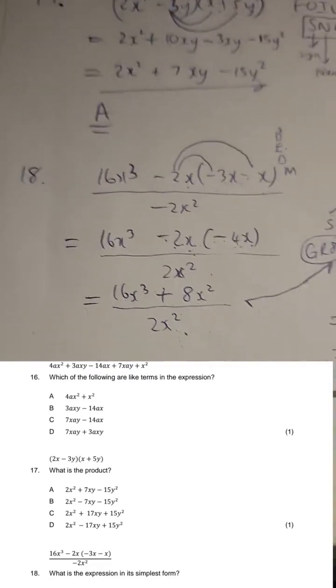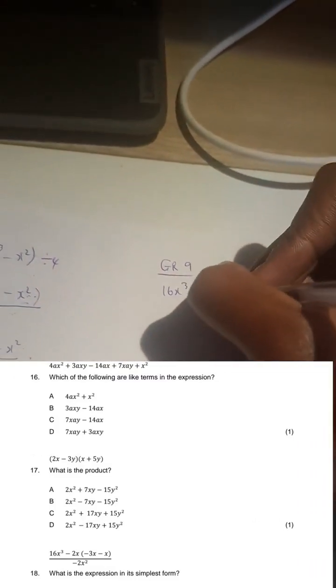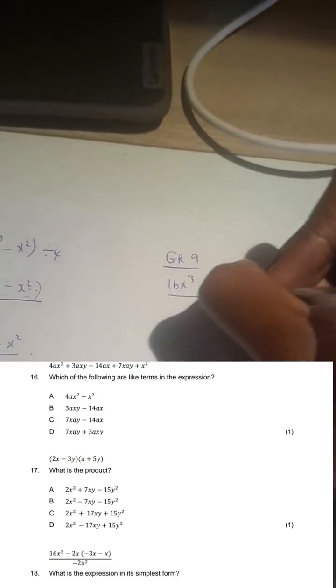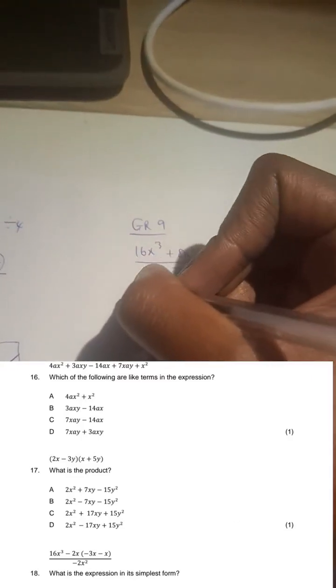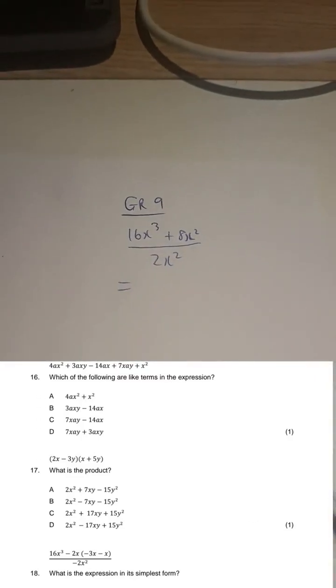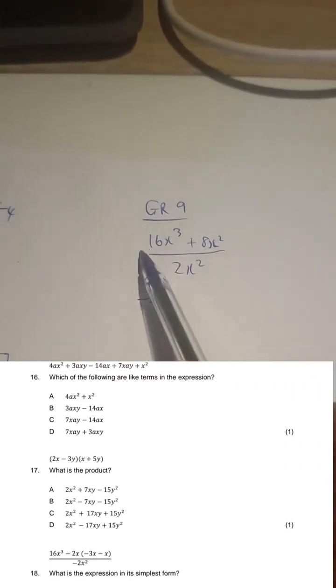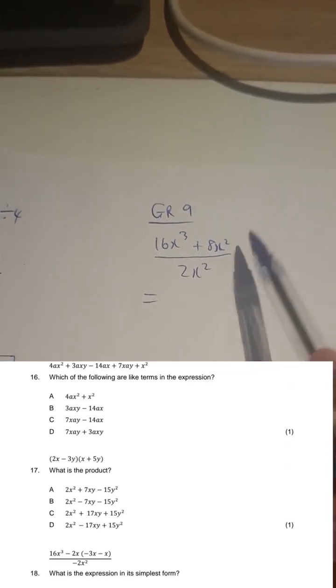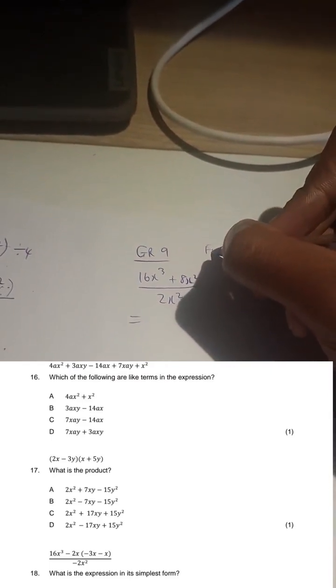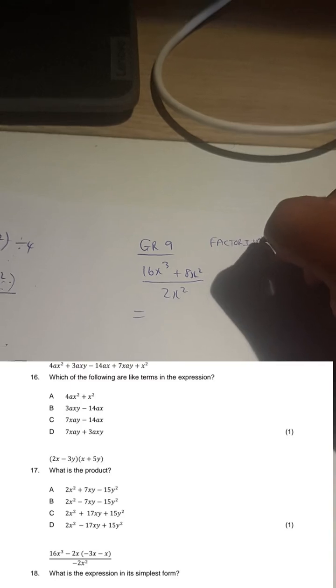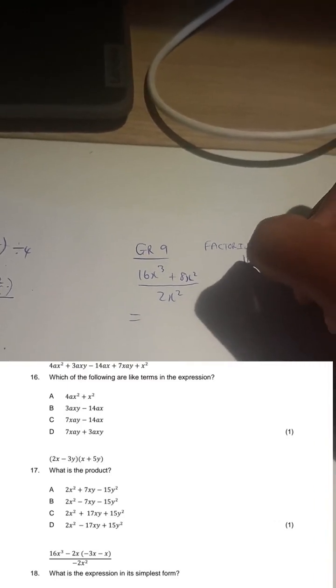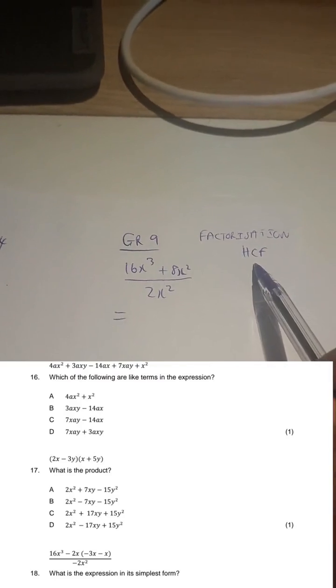If you are in grade 9, alternatively, the same expression, 16x cubed plus 8x squared over 2x squared, you could do in the following way. If you are in grade 9, you've done factorization. So in the numerator, there is what we call a highest common factor that you can take out. Remember, in grade 9, you have highest common factor factorization.